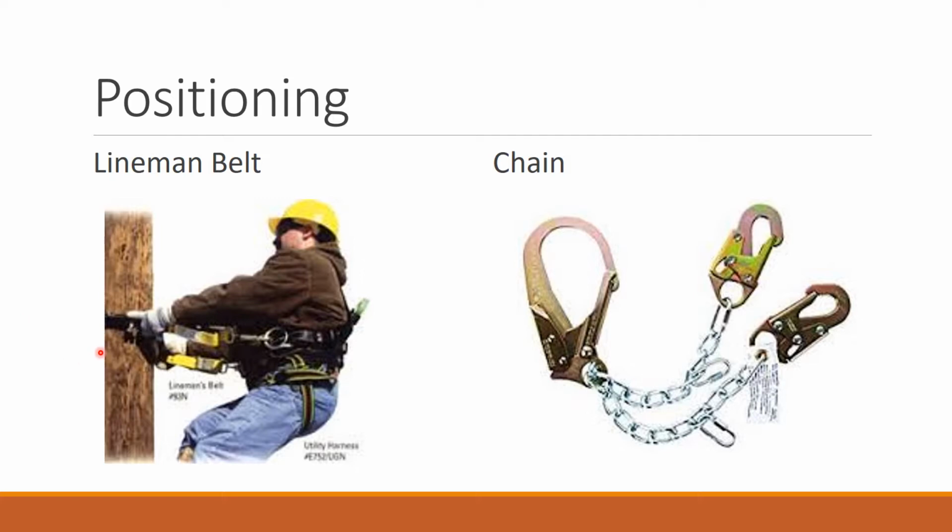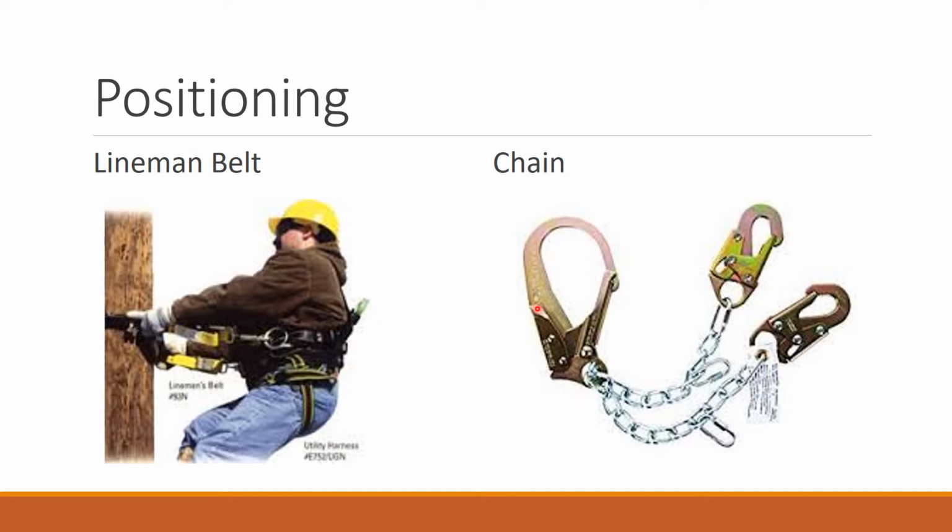And as mentioned before, as you can see here a little bit in the picture, a lineman's belt, or the positioning equipment, is not used as a fall arrest. This is only used to hold steady, so you have to use a lanyard or fall arrest equipment when also using this lineman's belt.